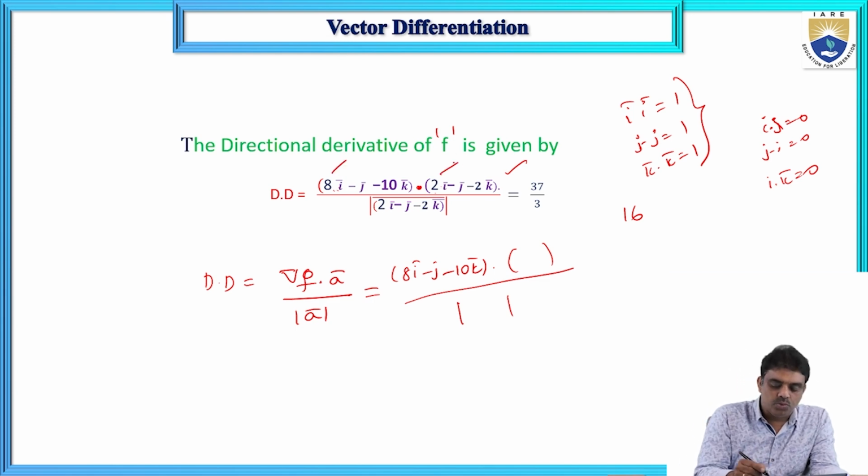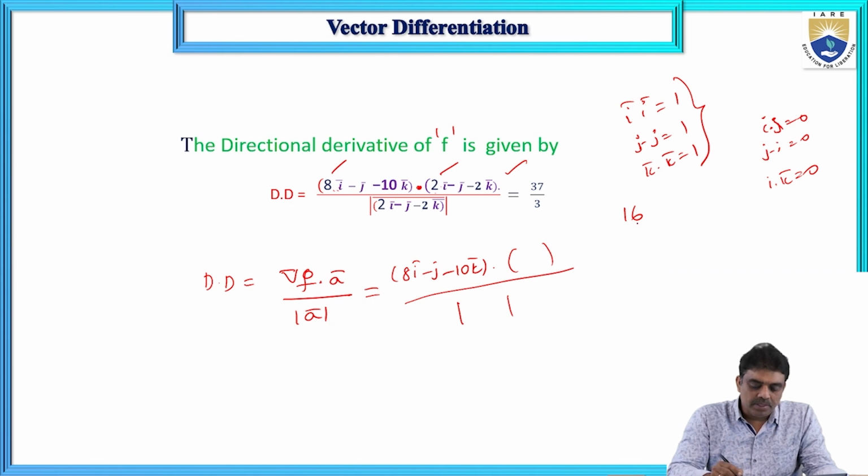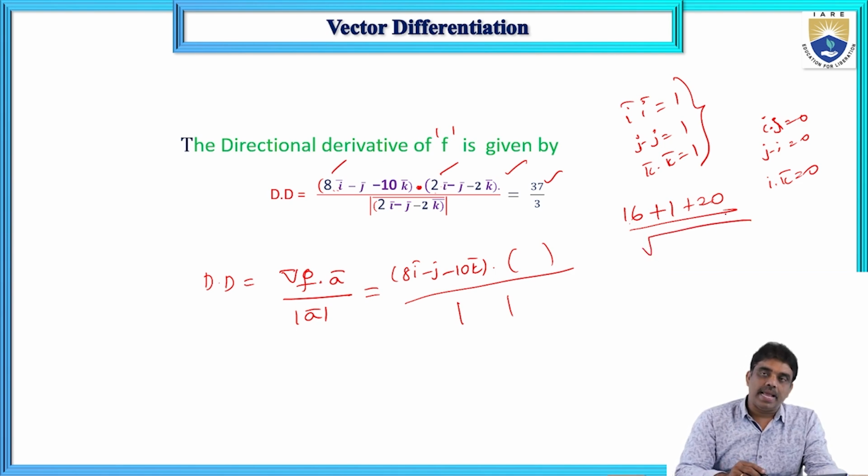8 i bar into 2 i bar will be 16. Minus j bar into minus j bar, so j bar dot j bar is 1, minus 1 into minus 1, that is plus 1. And next, minus 10 k bar dot minus 2 k bar is equal to 20. So 16 plus 20 is 36, plus 1, 37 will be the numerator. In the denominator, the magnitude of A bar is the square root of 4 plus 1 plus 4.